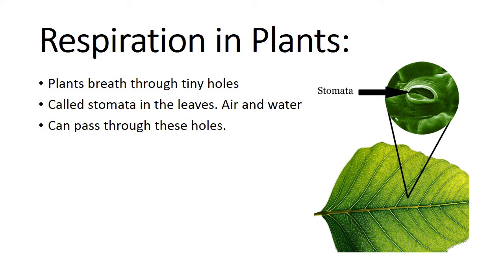If you look at the diagram of the plant, these are the small holes, and there are millions of small holes in a plant, and these are known as stomata. So the exchange of gases takes place in the stomata. Carbon dioxide is absorbed and oxygen is breathed out.